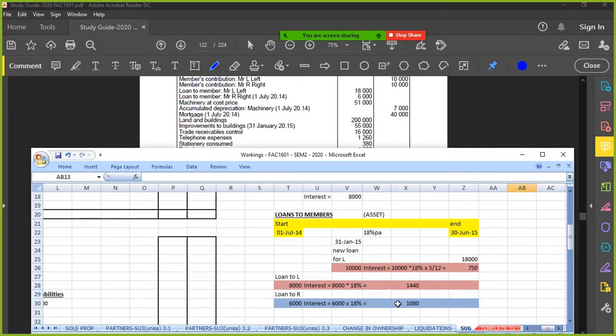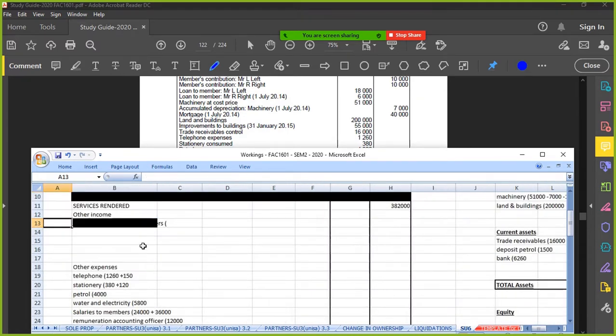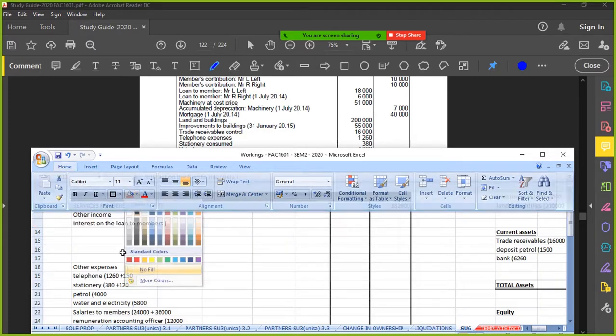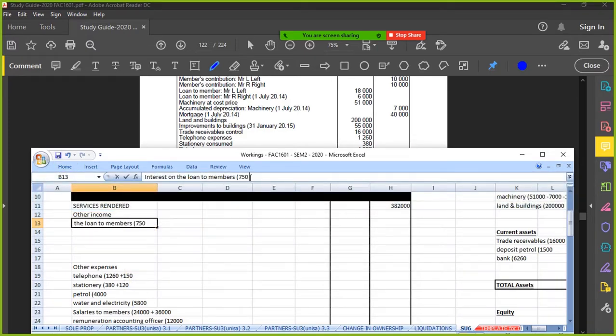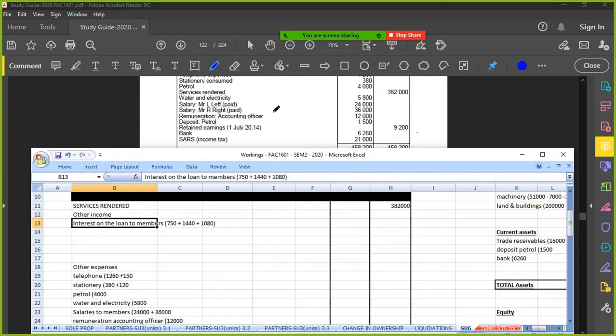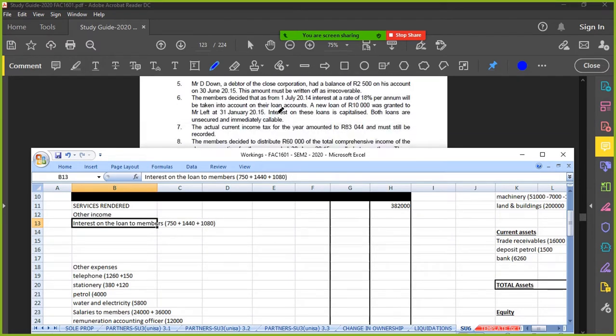$750, $144. Okay, you remember the last one. $750, $144. What is the last one? 1080. Okay, perfect, great. All right, that's what we've got there. This loan interest needs to be capitalized. That's what they said in the question. Let's just double check. Where was it? Here. Interest on these loans is capitalized.